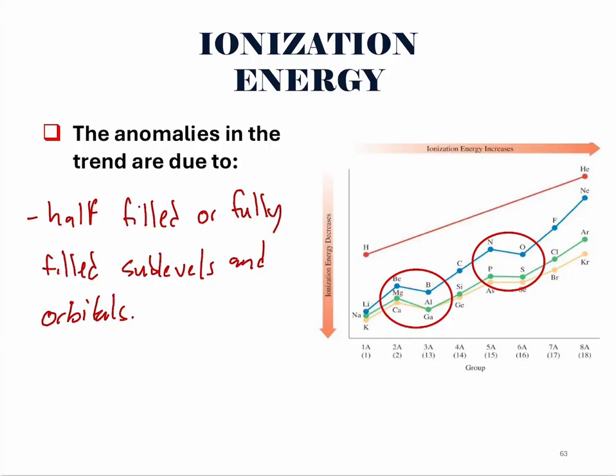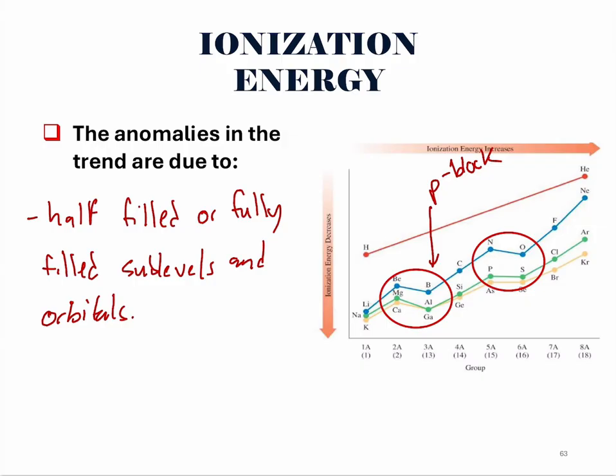How many valence electrons does boron, aluminum, and gallium have? 3, right? Because it's in group 3. And it's in what block? The P block, right? So this is in the P block. So if you got rid of 1 electron, how many valence electrons would it have? 2, which means that now you don't have 1 electron in the P block and 2 in the S block.